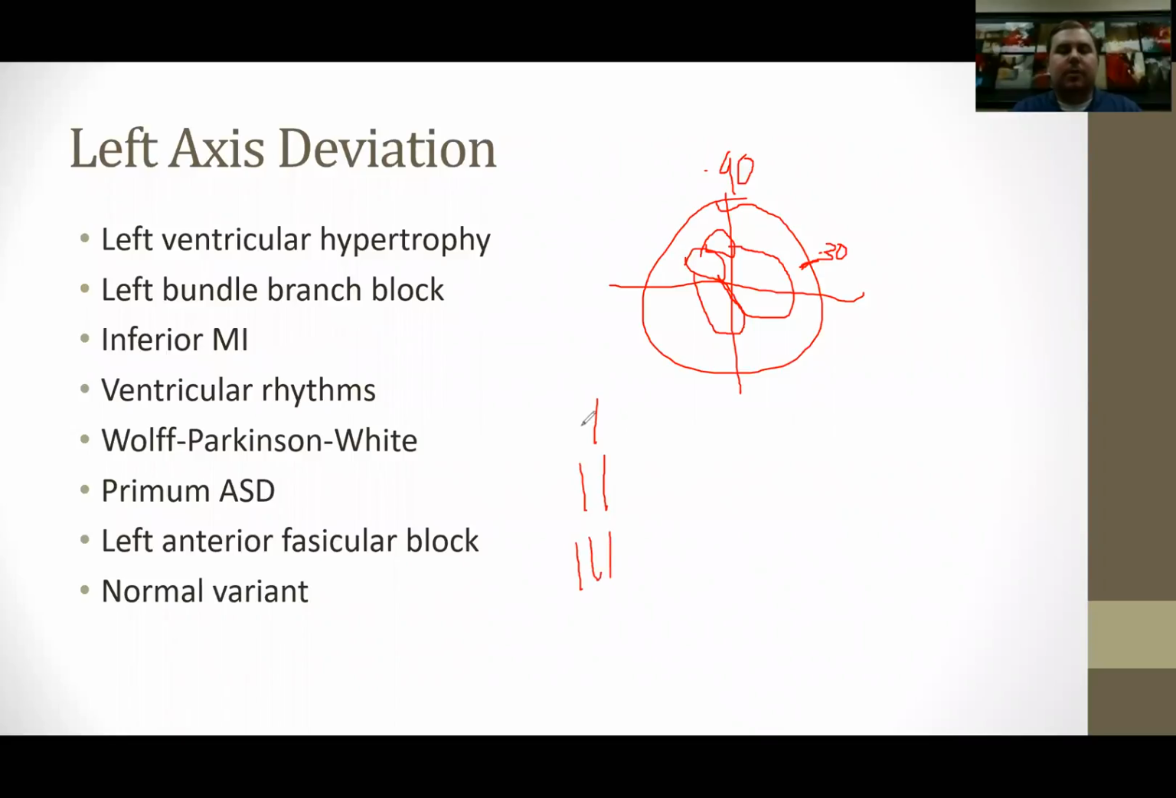So in school, I was taught, okay, if lead 1 is up, lead 2 is either down or equal, and then lead 3 is down, that was left axis deviation, and that meant left anterior fascicular block. Not the case always. As you see down here, it's at the bottom of my differential.